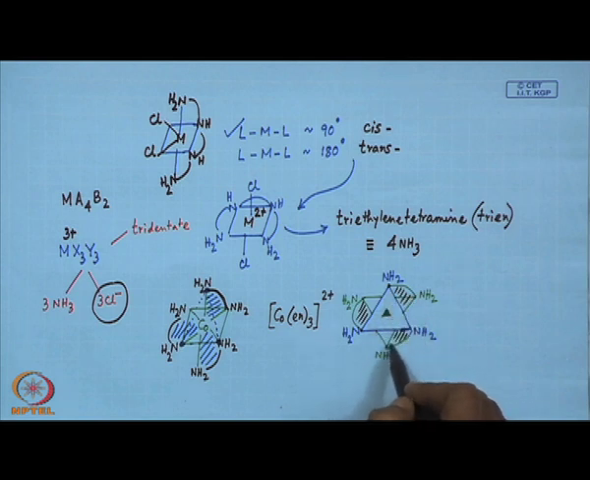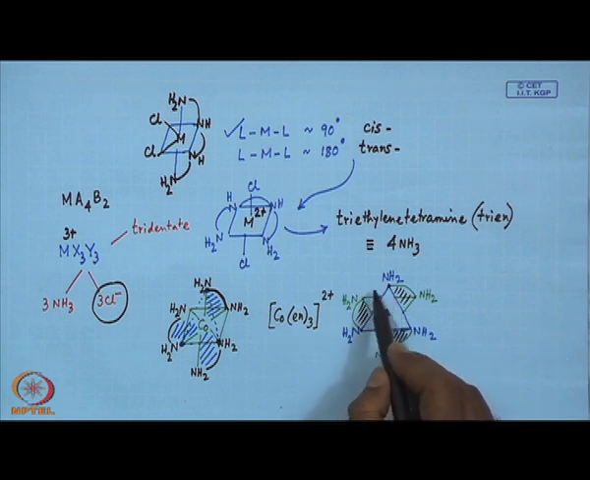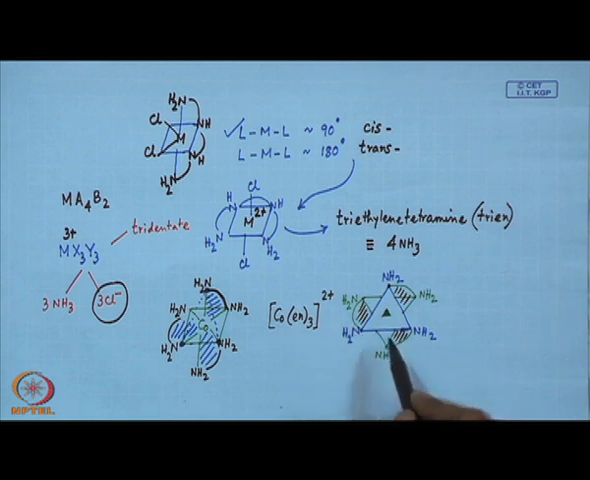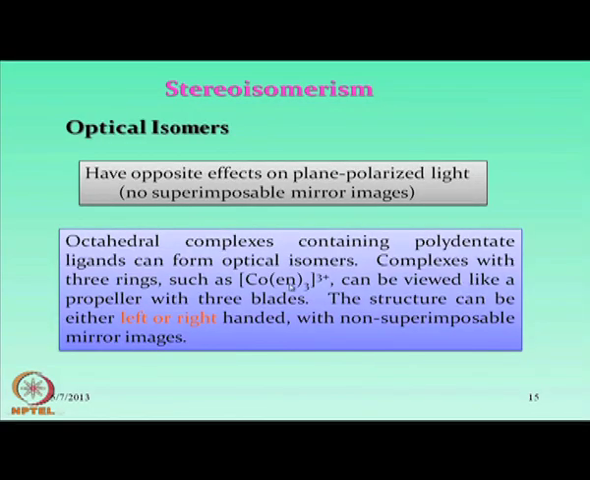So, when the 3 bidentate chelate rings are bound to the metal center, we get 3 propeller blades, and the orientation of these propeller blades can either be clockwise or anti-clockwise. That gives rise to two different types of arrangements. So, when tris ethylene diamine cobalt(III) is viewed through these three blades, the structure can either be left or right handed, with their non-superimposable mirror image. When it is left handed, we name it as one particular isomer. When it is right handed, we name it as the other isomer.